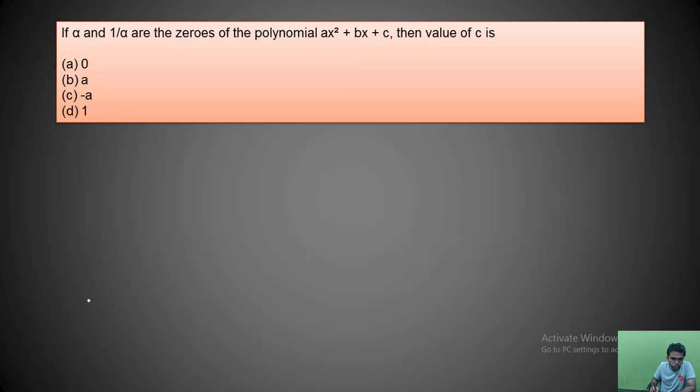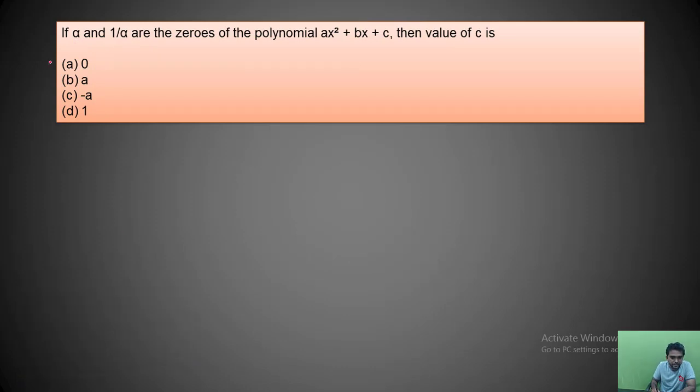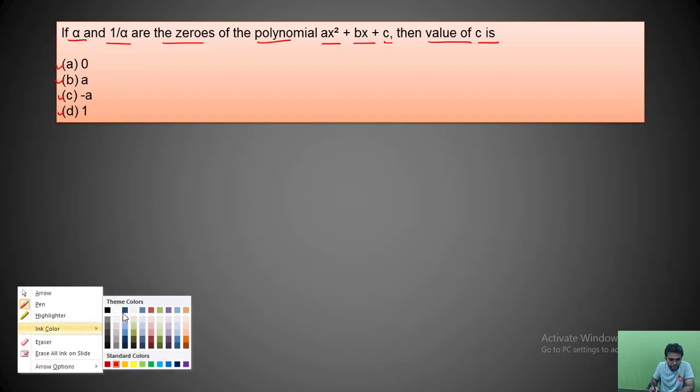In the next question, bacho, it is mentioned that if alpha and 1 by alpha are the zeros of the polynomial ax square plus bx plus c, then the value of c is what? Option A is a equal to 0, option B is c equal to a, option C is c equal to minus a, and option D is 1. Which is the correct option that we have to find?